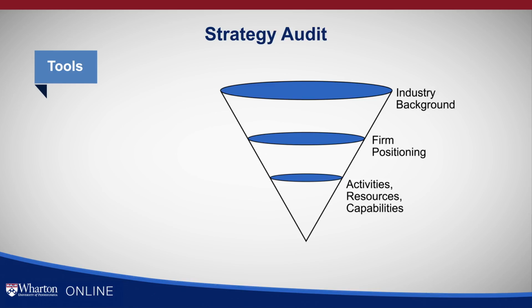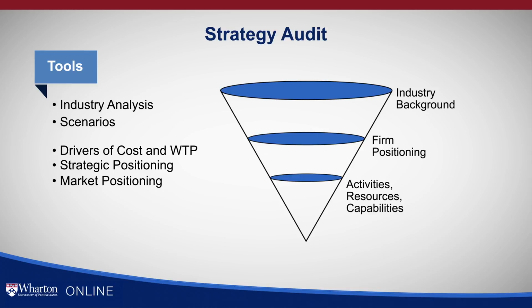And so we'll go through a whole set of tools that will allow us to do these analyses at these different levels. For instance, we'll talk about industry analysis and scenario planning. We will think about drivers of cost and willingness to pay. We'll think about strategic positioning, and we'll think about a tool called the activity system, or a system of interconnected choices.